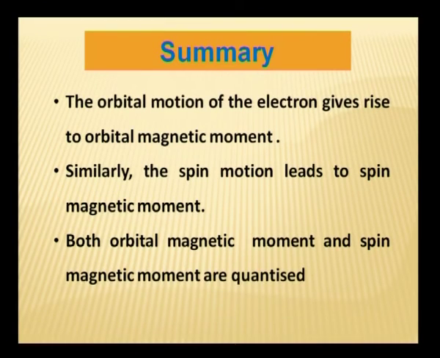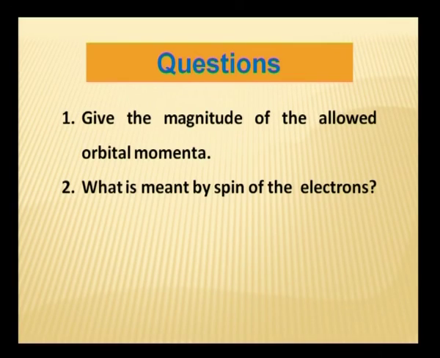Let me now give you a summary of the lecture delivered now. The orbital motion of the electron gives rise to orbital magnetic moment. Similarly, the spin motion leads to spin magnetic moment. Both the magnetic moments are to be summed up, they will be quantized. Now, we will pass on to the questions. The questions are: give the magnitude of the allowed orbital momenta. Then the last question is, what is meant by spin of the electrons?